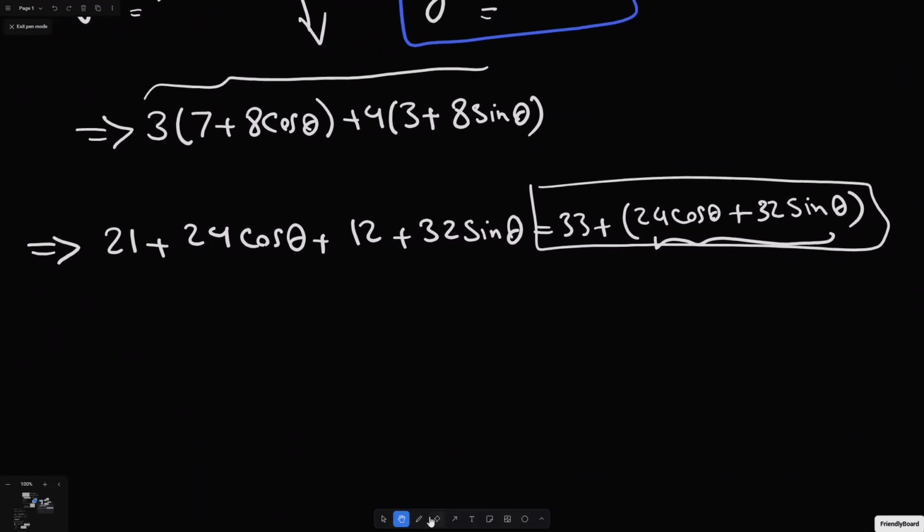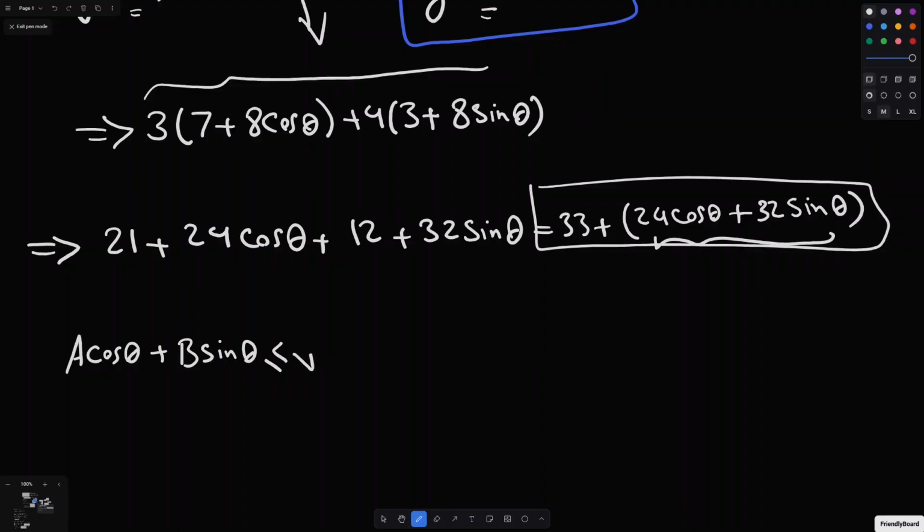If you know Cauchy-Schwarz, it's very simple. You can show that a cosine theta plus b sine theta is always less than or equal to the square root of a squared plus b squared. So the maximum it can be is that you square the coefficients, add them, and then take the square root.